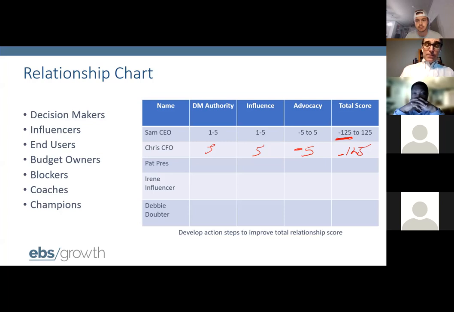Now, here's the thing though. Let's say that it's this. What happens if it's a 5, 5, and a 1 because they don't know you? If it's a big enough deal, now you have to take actions to get to know Chris, the CFO. And so you can use this as action steps to help get the deal pushed through. And as you do this over time, you can benchmark what's the minimum score that we need in order to win this.